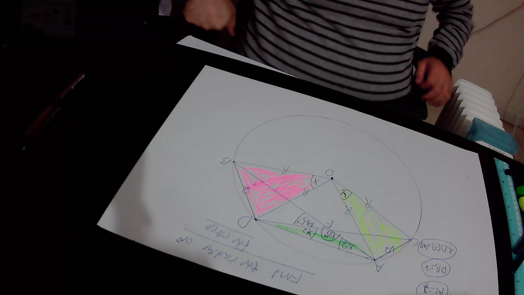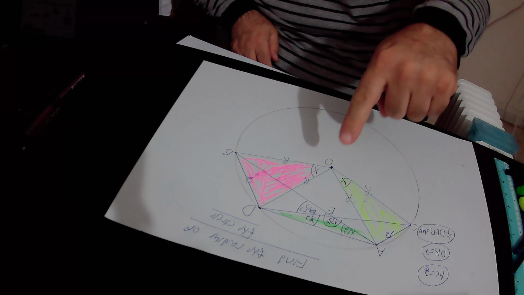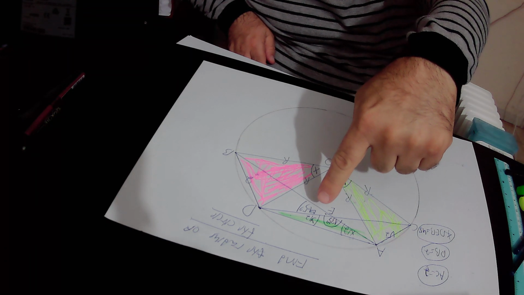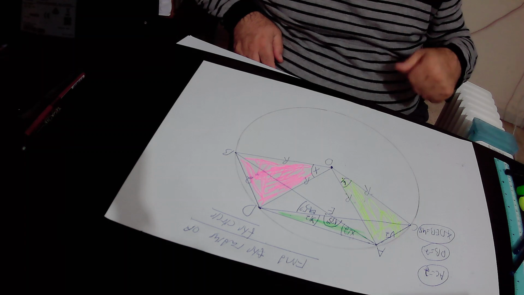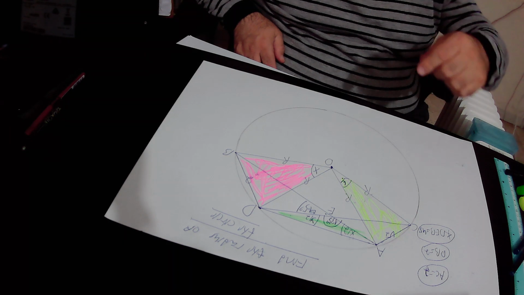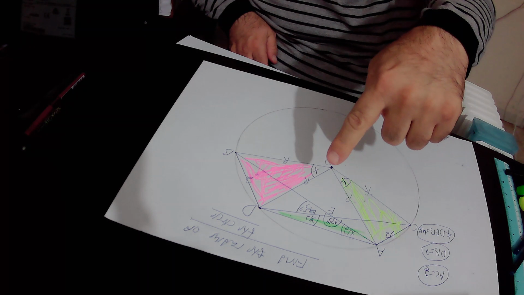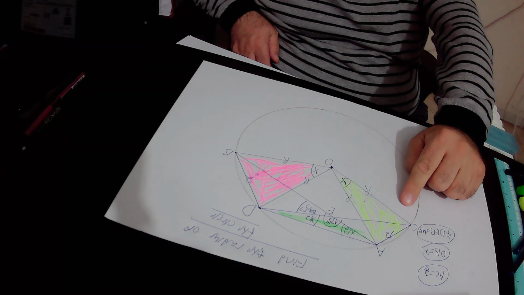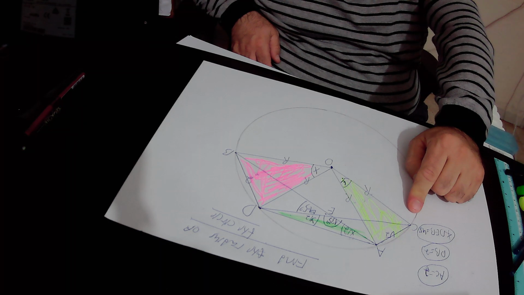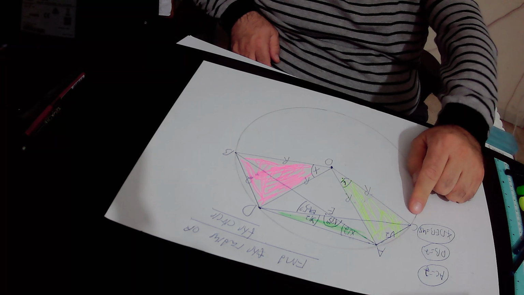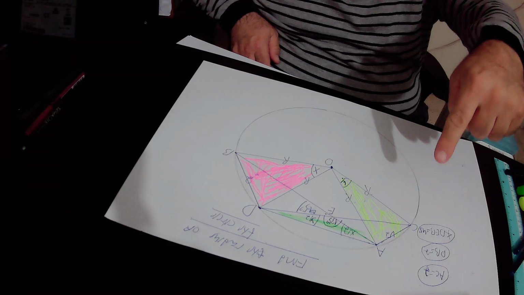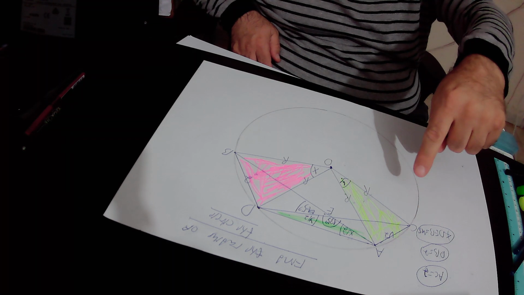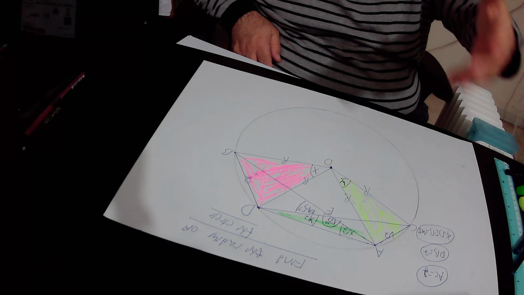The next step, we define the size of this peripheral angle ADC as y over 2. This peripheral angle ADC that is equal to y over 2 rests on chord AC. Therefore, the central angle AOC that rests on the same chord AC must be equal to y.